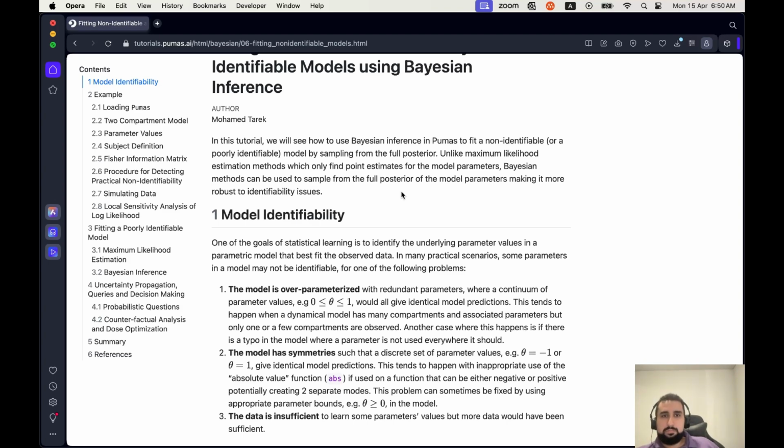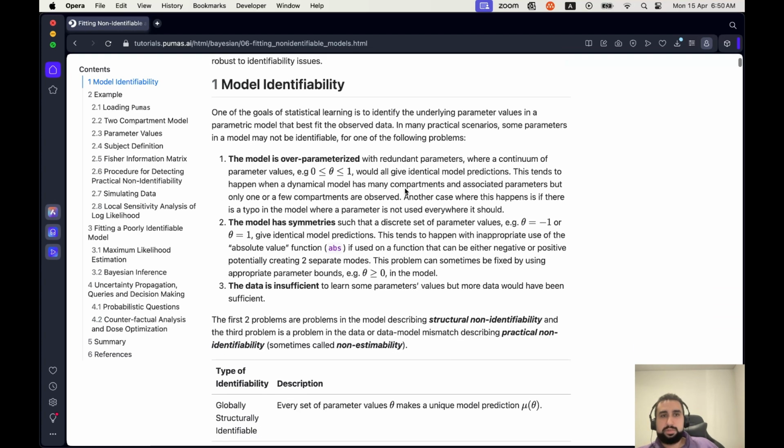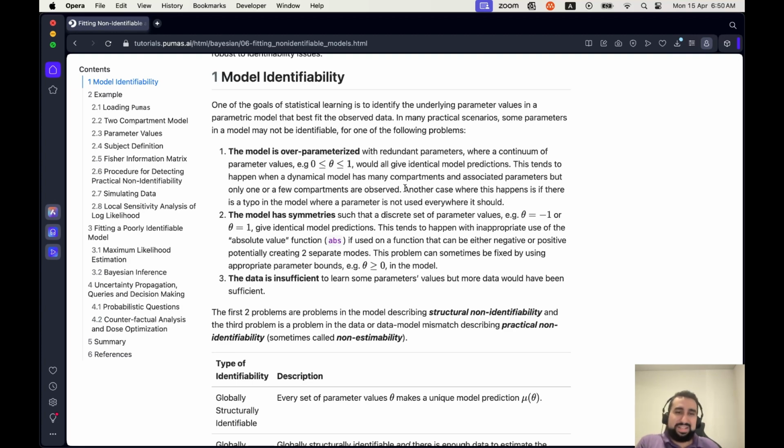And today I'm hoping to show an example where we can motivate this, or say the same thing, but in more practical terms, and show you exactly what happens when you try to use more classical maximum likelihood estimation methods to fit a model that could be poorly identifiable, and we'll come to what that means in a second. The idea of Bayesian inference and getting the full posterior is that it can protect you when trying to fit your data to a model that you suspect may not be identifiable.